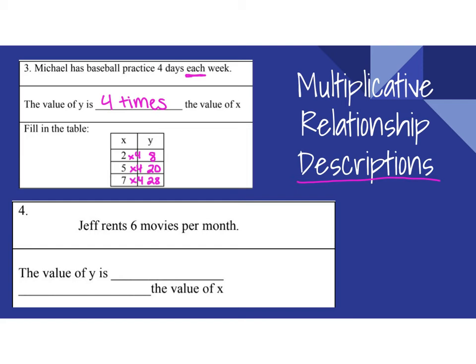Down below, we see Jeff rents 6 movies per month. The word per means we need to multiply. So our description would be the value of y is 6 times the value of x.